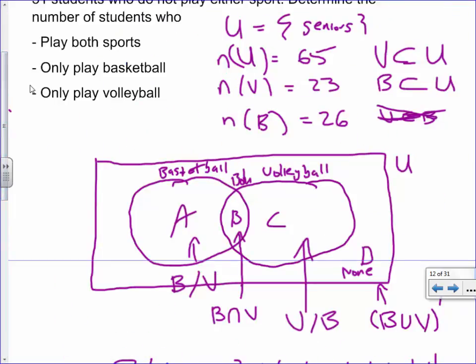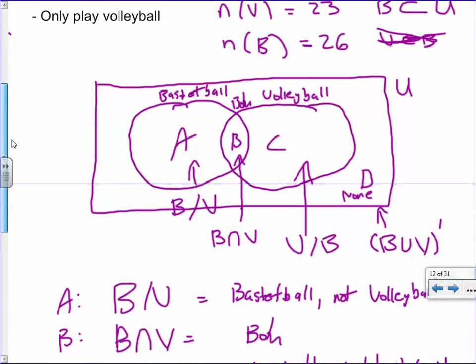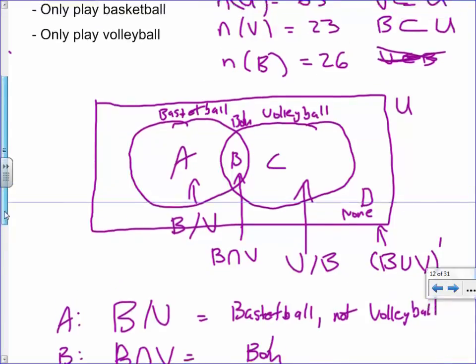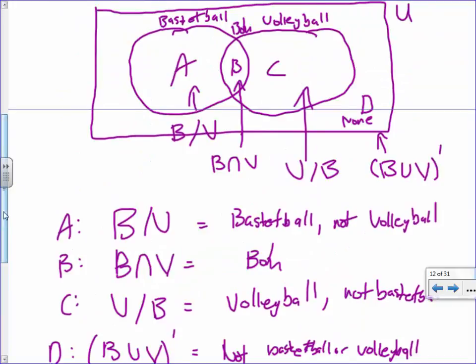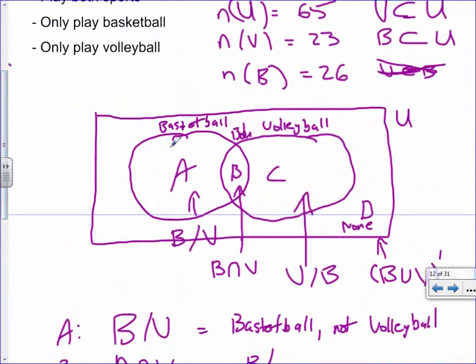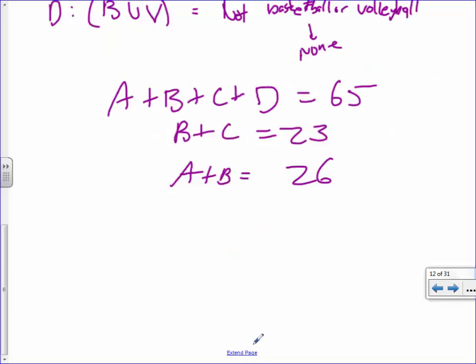We also know that there are 65 people, and 23 who play volleyball. Volleyball would be volleyball onlys along with boths. So B and C is 23. Okay, basketballers is 23. So A and B is 20. No, A and B is 26. Right. All right, there's our info.